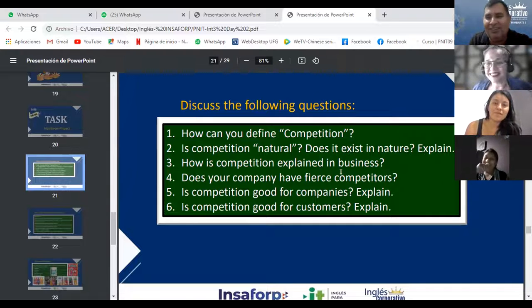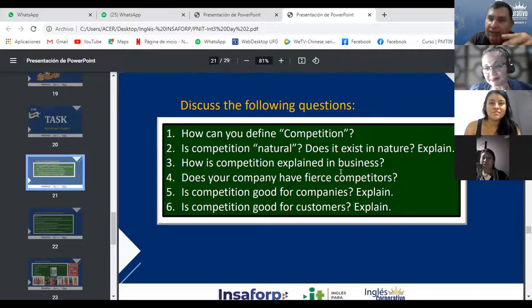Pupusas, always pupusas. But then you say, "Ay, every Sunday we eat pupusas. Let's change today. Let's go and eat pizza." So there is a change. There is a competition. They are not the same product, but there is a competition there because they are food. Meals.